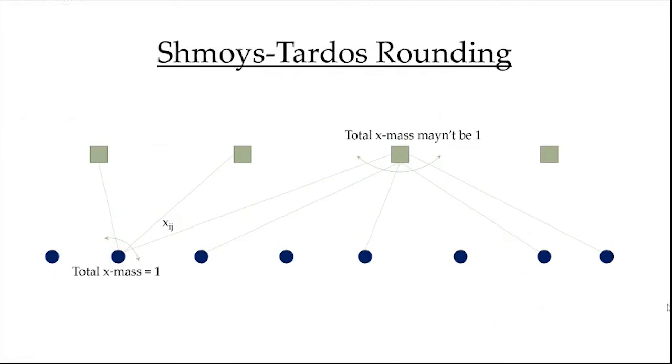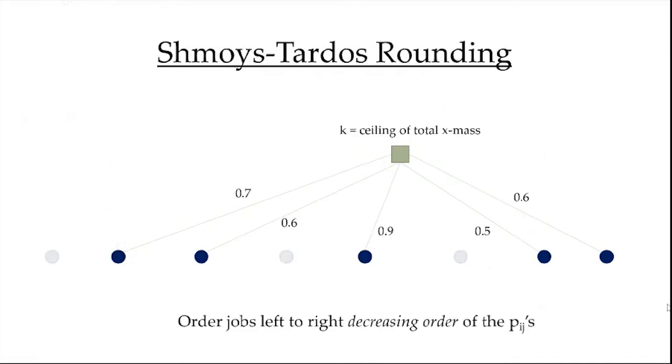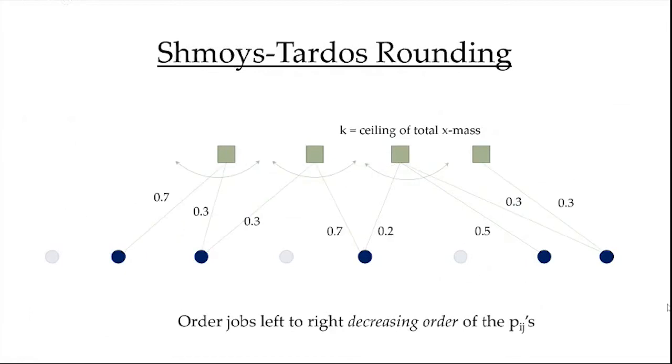So the Shmoys-Tardos rounding splits every machine into many machines. For every machine, you look at the ceiling of the total x mass. I guess here the ceiling is 4, if I'm not wrong. So you split it into ceiling-many copies, and the order of these jobs is decreasing p_ij. You split it into 4 machines, and then you allocate this fractional mass onto these 4 machines in such a way that every machine here gets at most 1 mass.